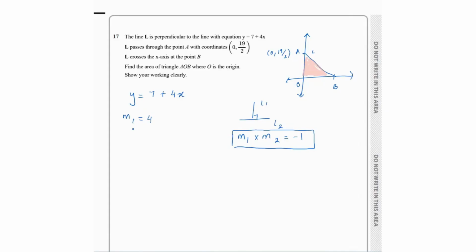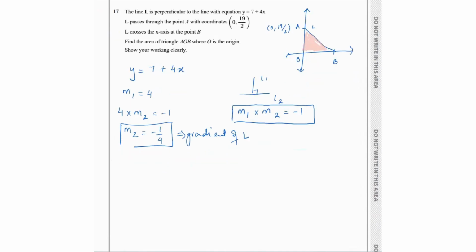If we have the gradient of one line, we can easily find the gradient of the other line using this equation. So we do 4 times m2 equals -1, m2 being the gradient of line L. So m2 is going to be -1/4. This is your gradient of L. Now that we have the gradient of L, we can create an equation for L using point A and the gradient. So L is going to be y equals mx plus c.